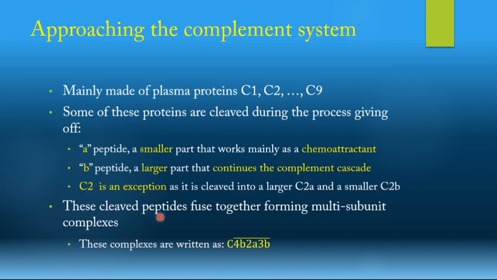Now, once these peptides are cleaved, we will find that they fuse together to form multi-subunit complexes, and they are written as you can see here. This is, for example, the multi-subunit C4b,2a,3b. This complex is basically the fusion of a C4b peptide with a C2a peptide with a C3b peptide. These three fuse together to form this one complex.